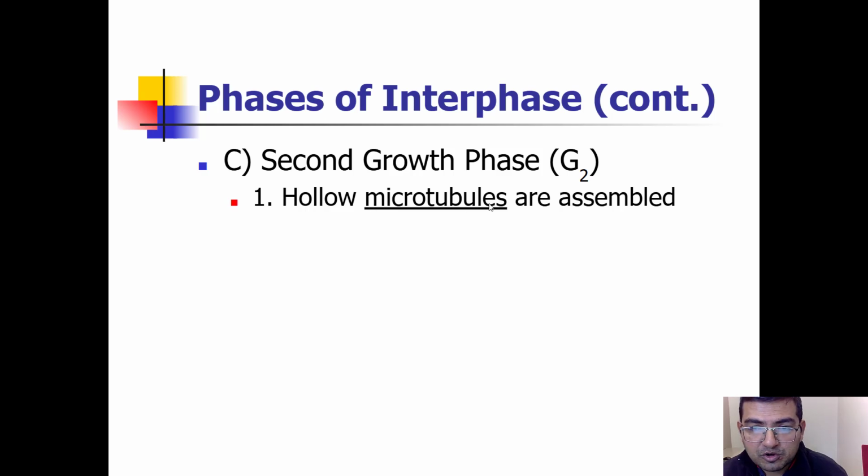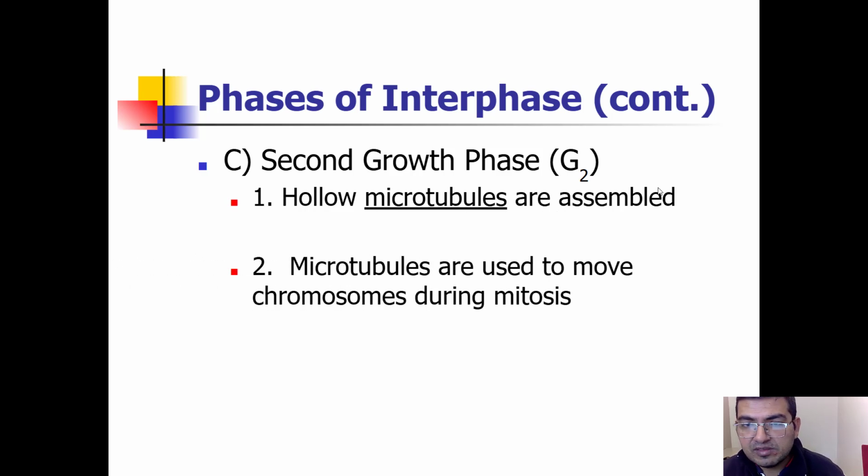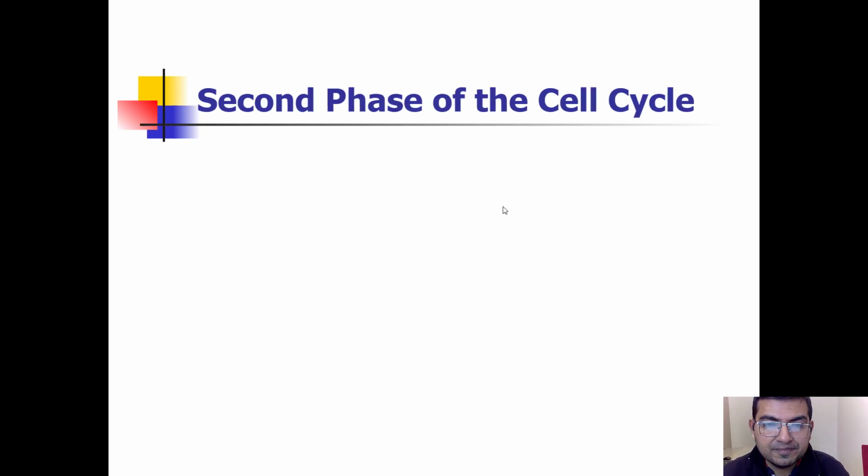In G2, hollow microtubules are assembled. These microtubules will help in the division of the DNA as well as the division of the cytoplasm. Microtubules are used to move the chromosomes during mitosis. As I have told you, these microtubules will attach to each chromatid of the chromosome, and then help to move apart the sister chromatids.